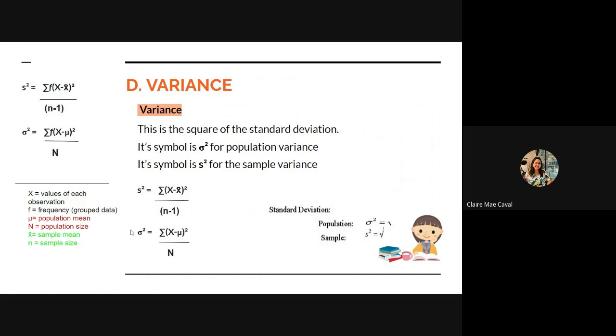Also this one is for group data, and this one is for ungrouped data. The same: yung X, again, values of each observation. Small f, yung frequency for group data. Mu is the population mean. Capital N is the population size, and X bar is the sample mean, and then small n, that's your sample size. Okay?